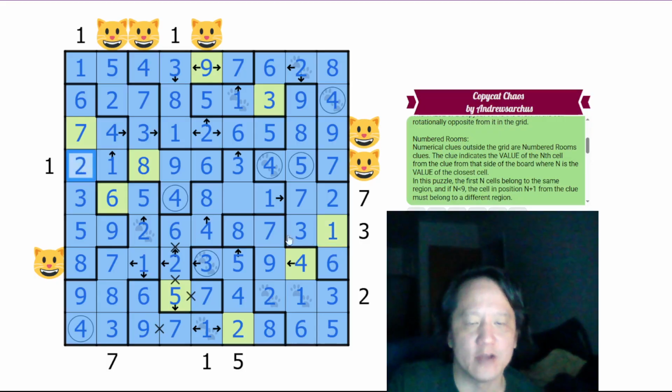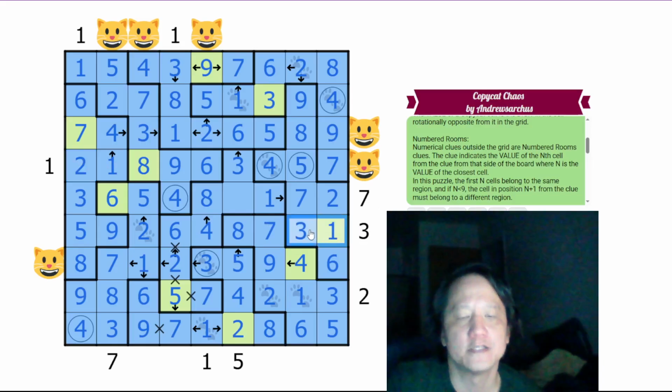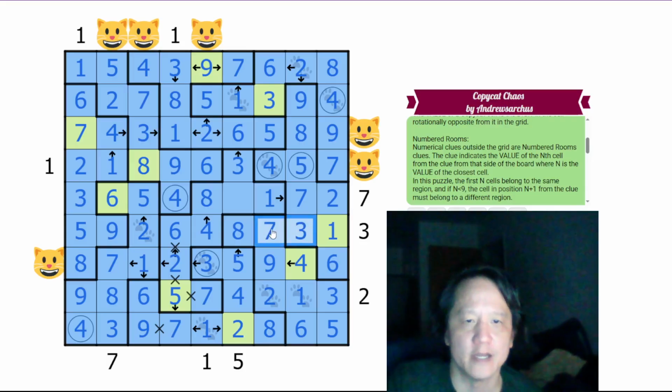This is value 2 because it's copycatting a 2 on the other side, on the rotationally opposite side. So it's saying the value of 3 has to be in the second cell. And then there it is, and there's a border on the other end. 2. This is a value of 3 here. The 3 says that 2 has to be a value of the third cell, which it is, and then there's a border after, which it is.